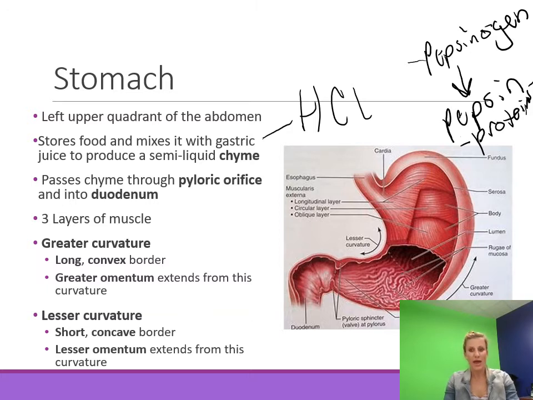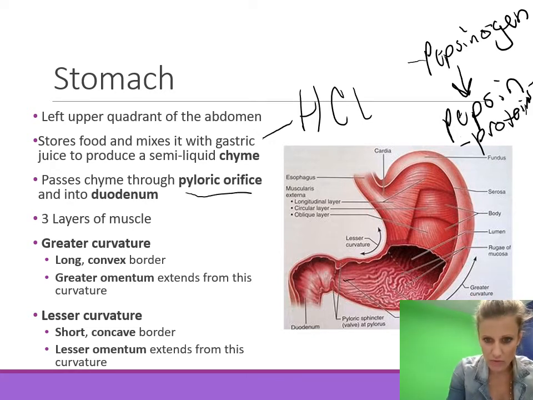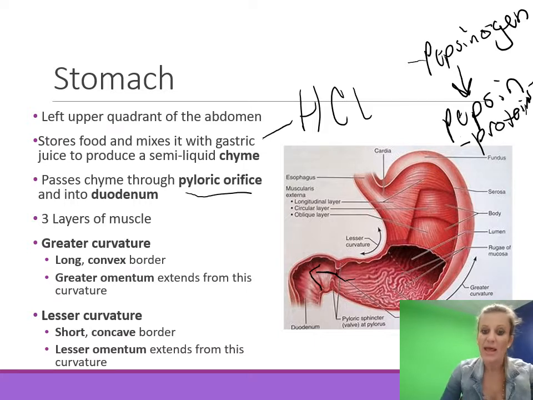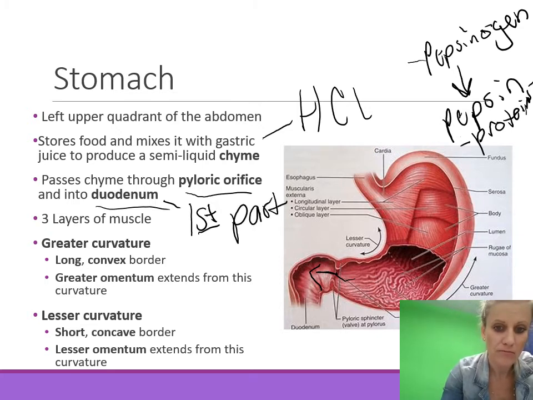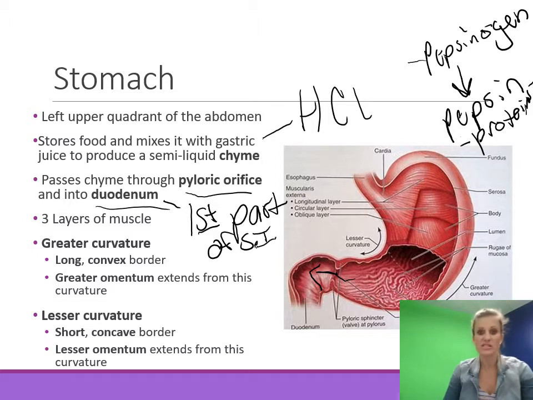Once the stomach has begun this process and has produced this kind of liquidy substance called chyme, the chyme gets passed in through the pyloric orifice. Okay, so through this opening right here, and it gets passed into the duodenum. Again, the duodenum, you'll hear it pronounced both ways, is the first part of the small intestine.